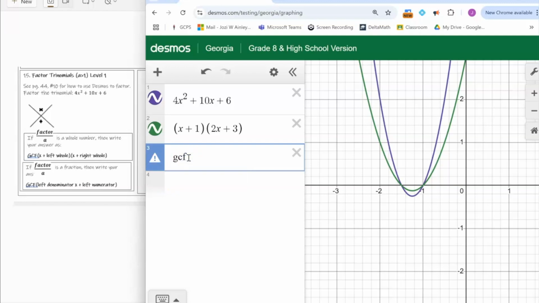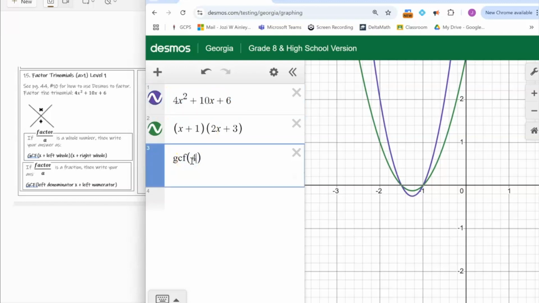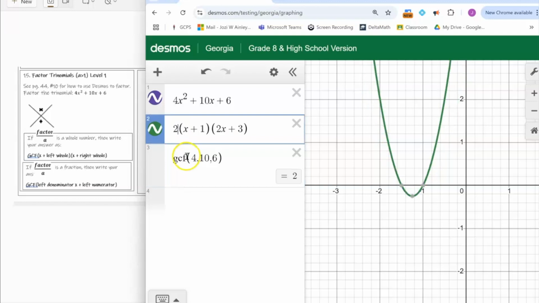It says try using parentheses. Let's try using parentheses. GCF of what? Of the question. So what are the numbers in this question? It is 4, 10, 6. And the GCF is 2. And all you have to remember to make these graphs match and to write in correct factored form is to put the GCF outside the parentheses. And as soon as you do that, what happened? It lines up perfectly. So that's how you do it with the calculator.